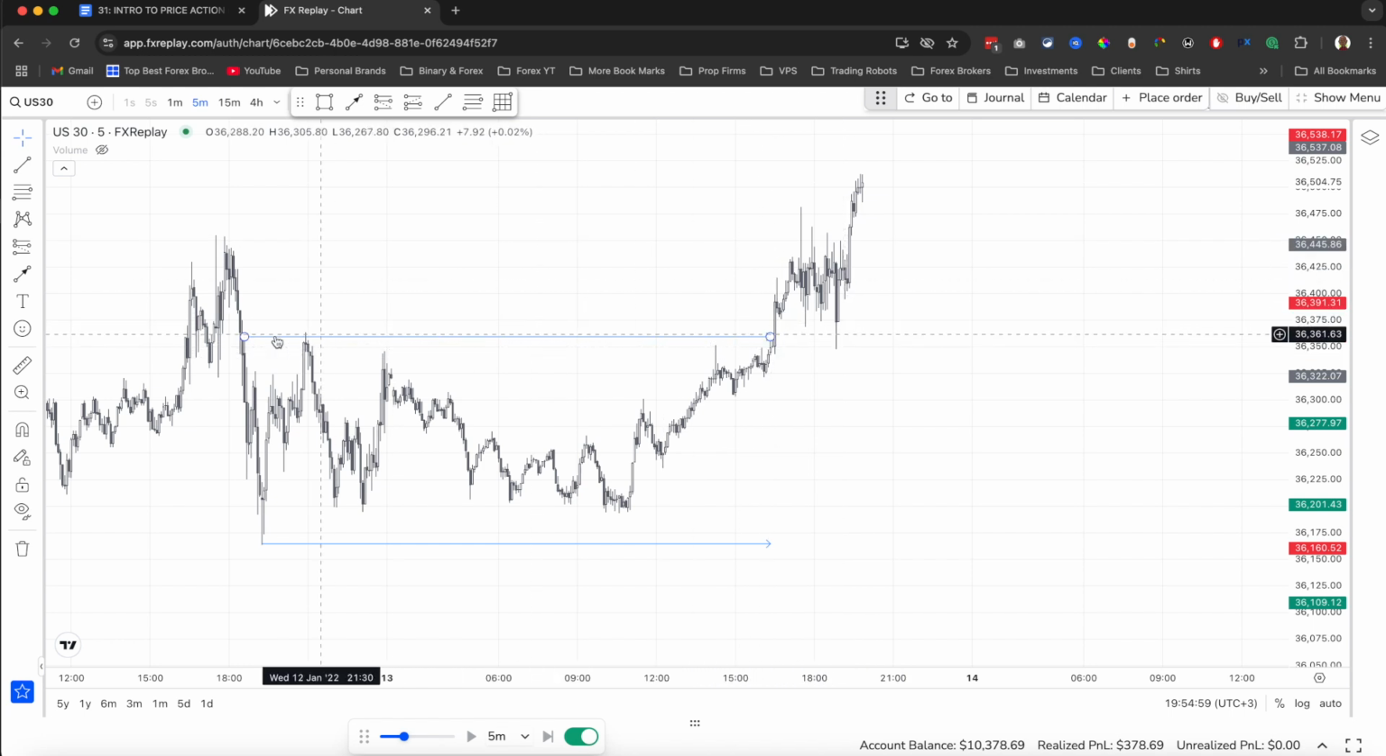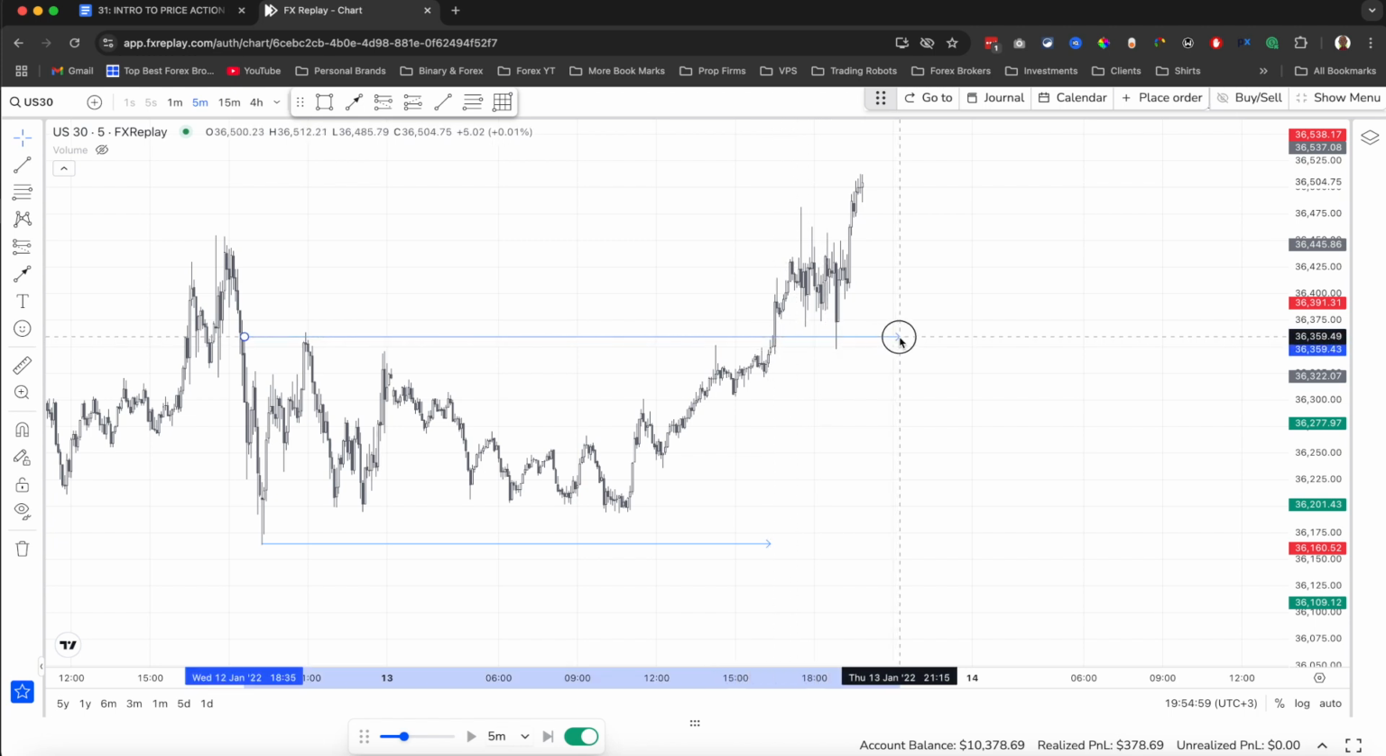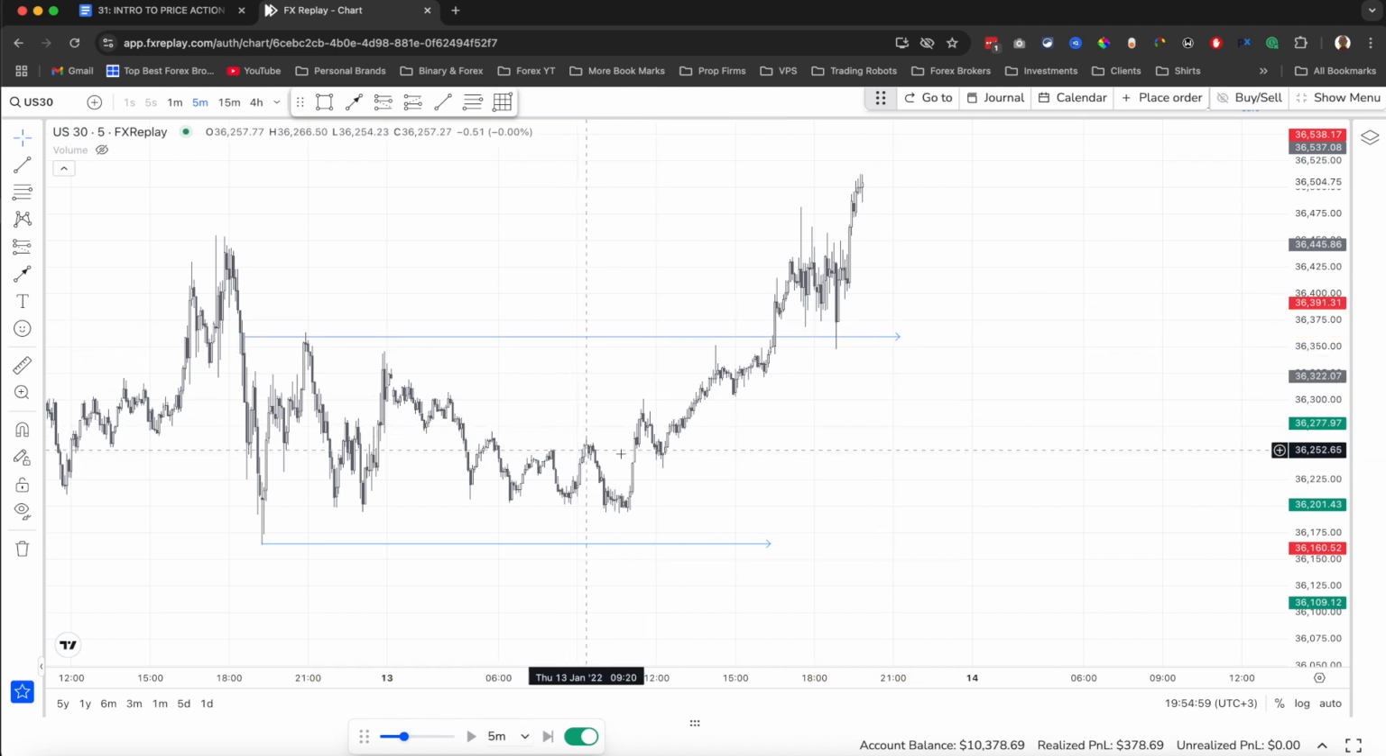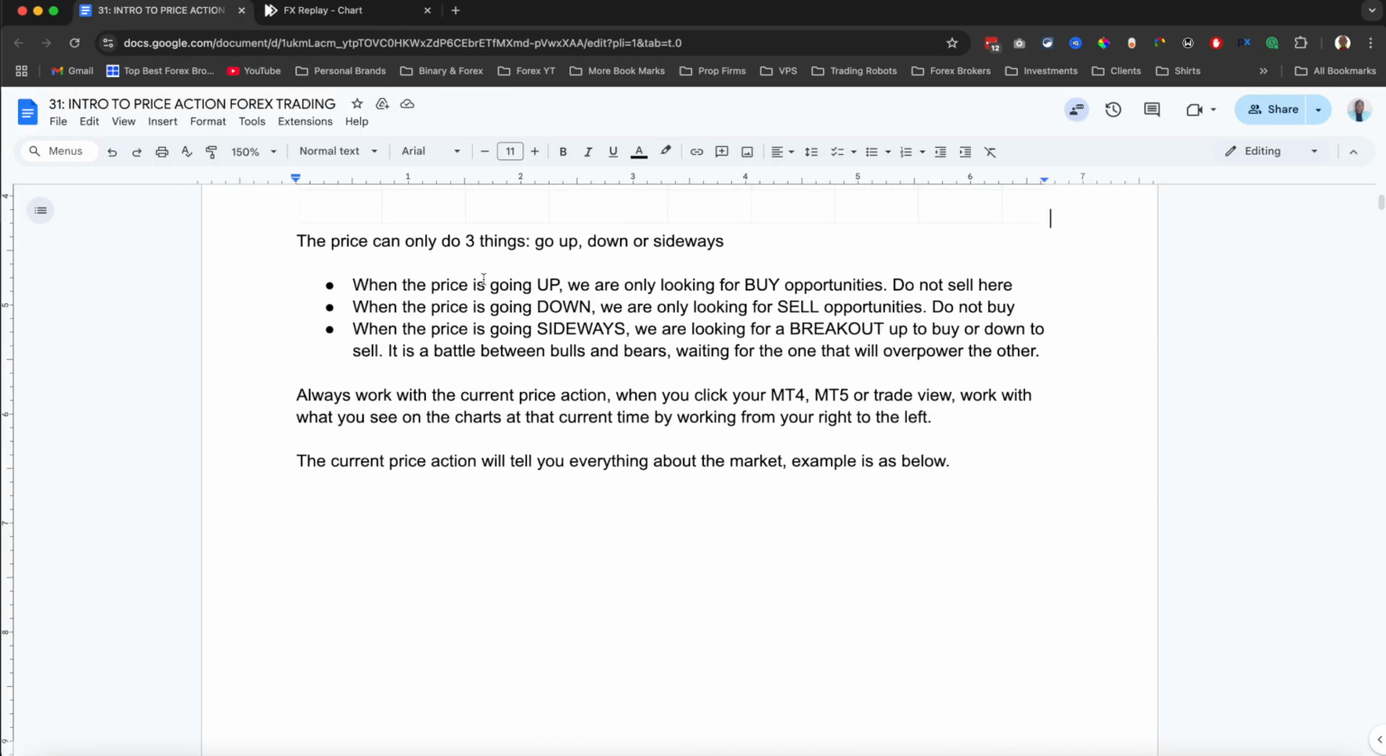That's why you see a kind of retest of this structure, and then the price is still moving up. The price broke up this sideways structure, came back to retest the support level, and then it went up. So we're looking for buy opportunities after it retests this line. Make sure you understand that we only look for buy opportunities when the price is going up, and we only look for sell opportunities when the price is going down. We are looking for a breakout when the price is going sideways.